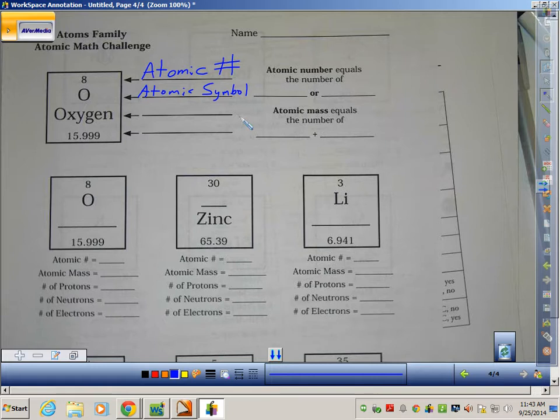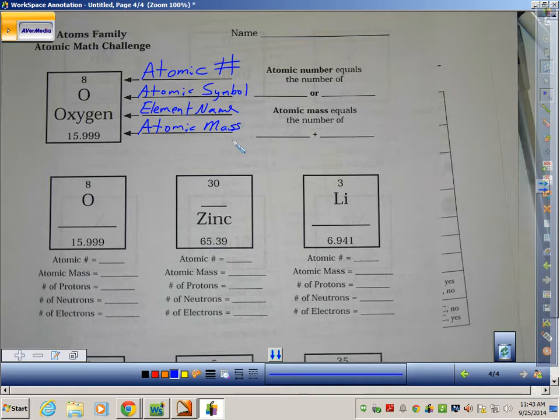Oxygen is the name, right? That's the actual atom name or element name. And then we have this number right here, and you're like, oh, Mr. Mason, that's to the 10th, 100th, 1000th place. This is what is known as the atomic mass.